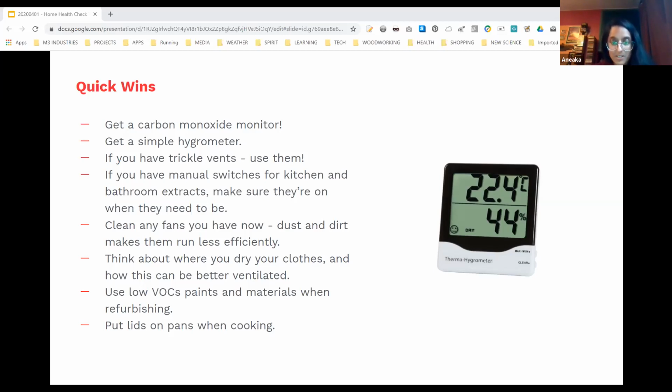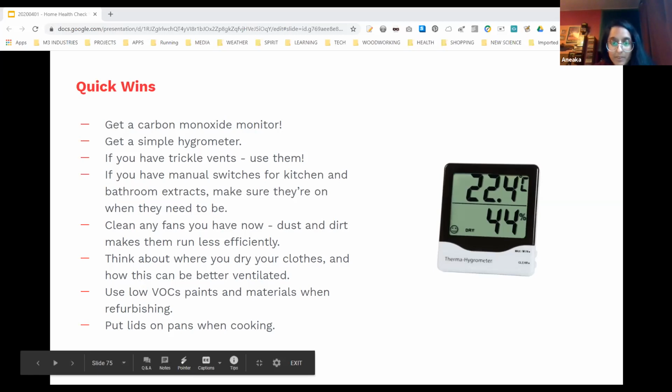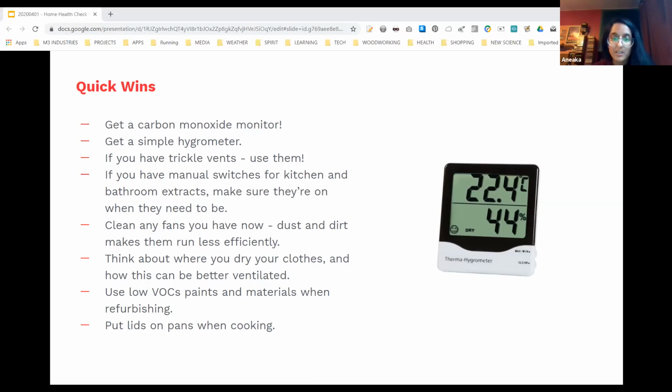So, ooh, lots of questions. Are there any simple ways to measure other air pollutants such as particulates or dust mites when you have pets?